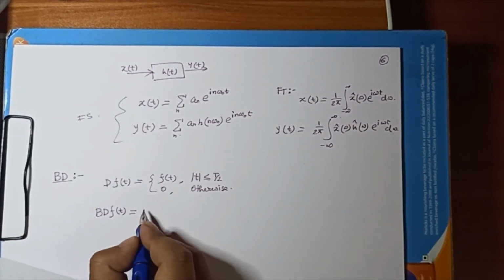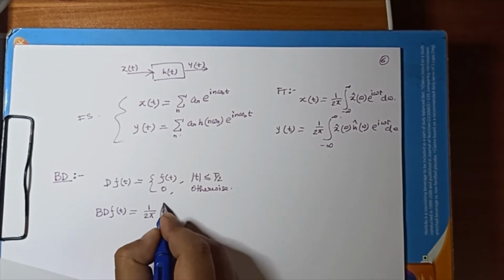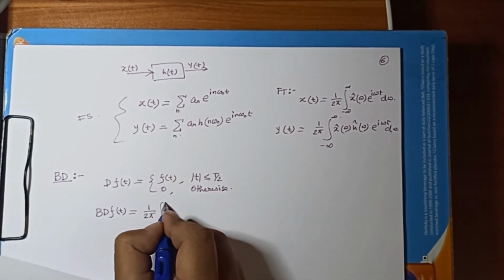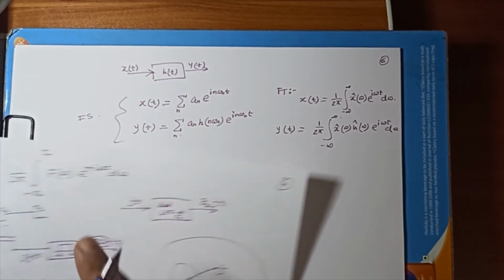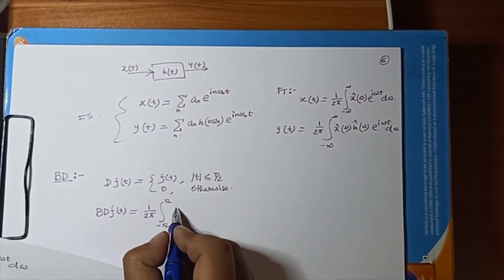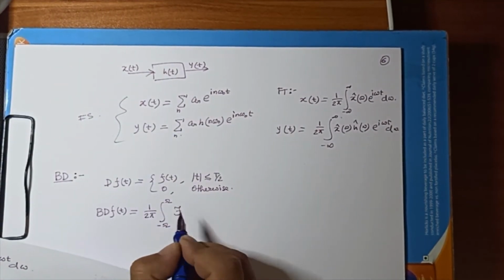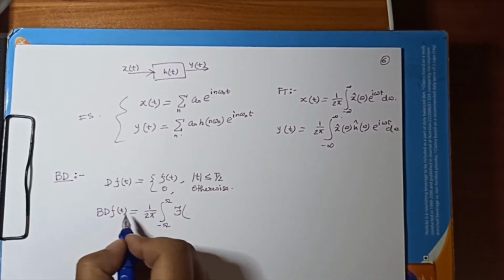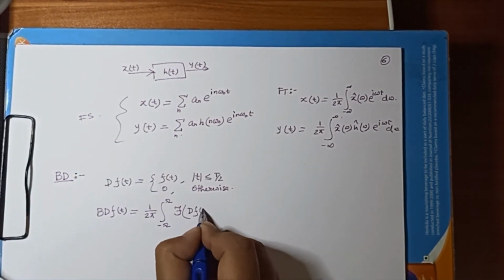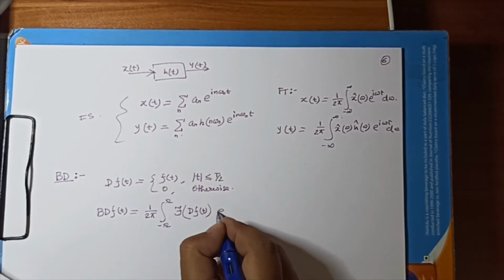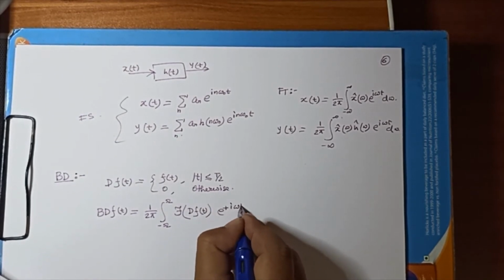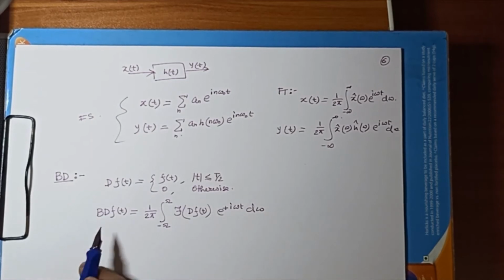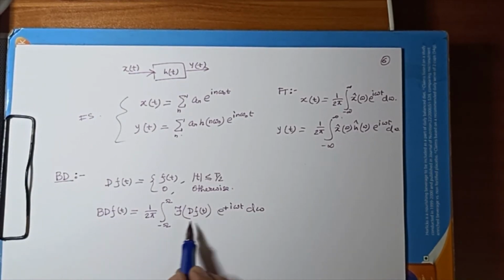So it will be 1 by 2 pi, minus infinity to infinity, F omega, where F omega is the Fourier transform of small f. That small f is here, df, e to the power plus I omega t d omega. So this is BD. So this is the Fourier transform of DFT.